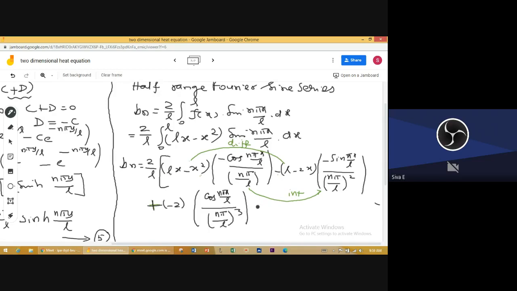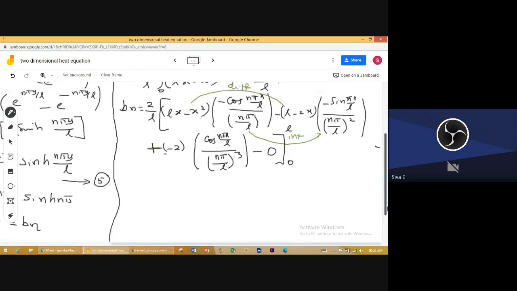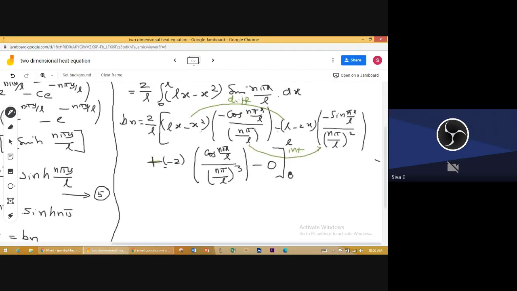So next term will come or not? Differentiation of minus 2 becomes 0, so leave it. Okay, so here the integration is from 0 to l. In that interval 0 to l, the sin term is fully 0. Leave it. If you substitute l here, l square minus l square is 0. If you substitute 0 also it is 0. So this is also 0, this also 0. Only one term is there.